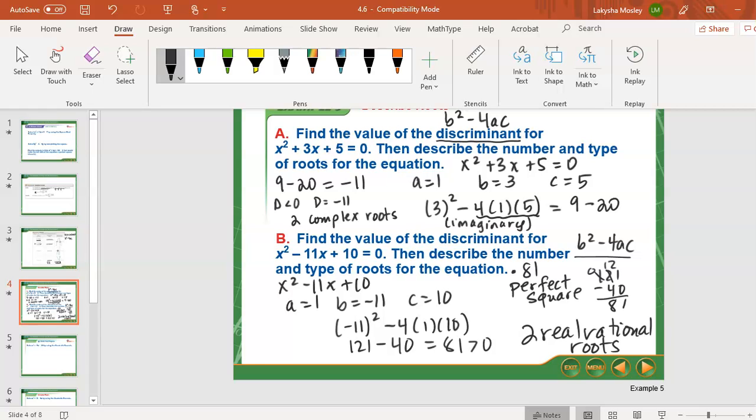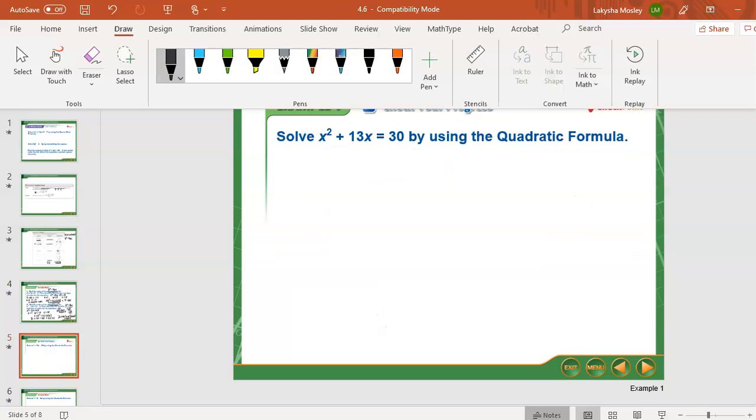Alright, so I hope that makes sense, and I'm also going to put that capital D back here. Alright, so that's the discriminant. Just going to underline that. Please commit that formula to memory. All right, so let's keep going.